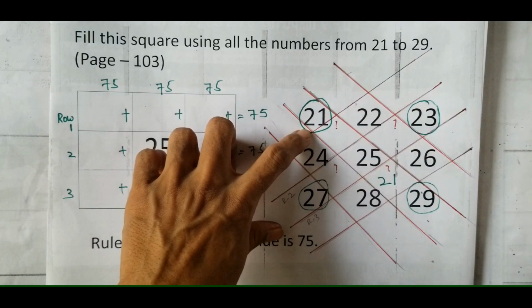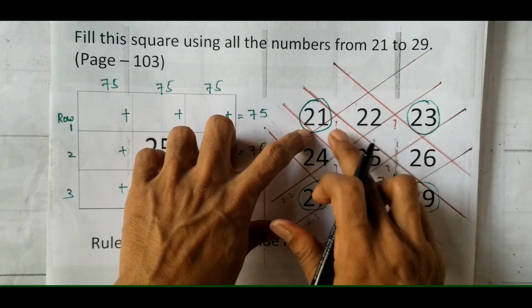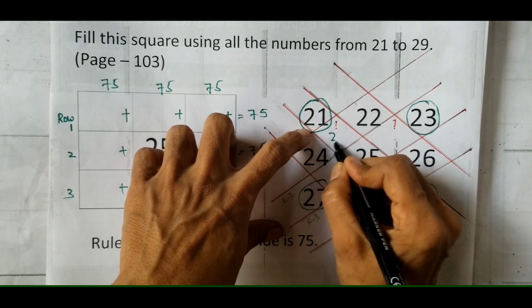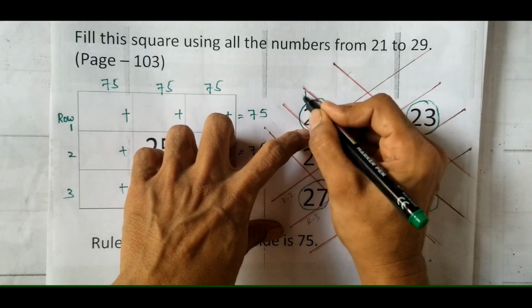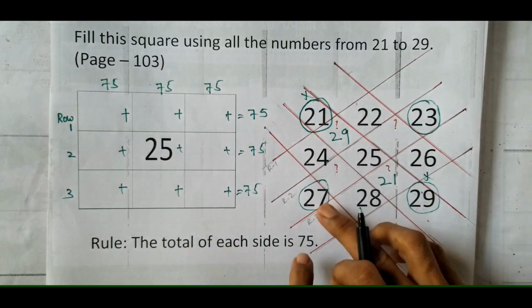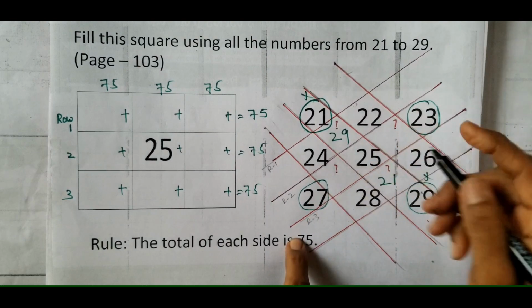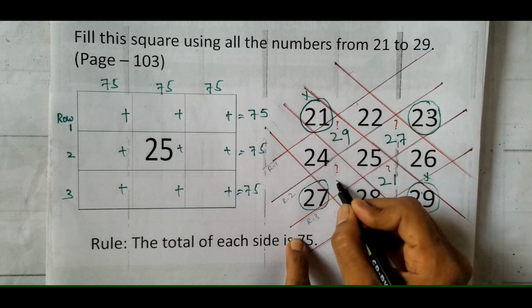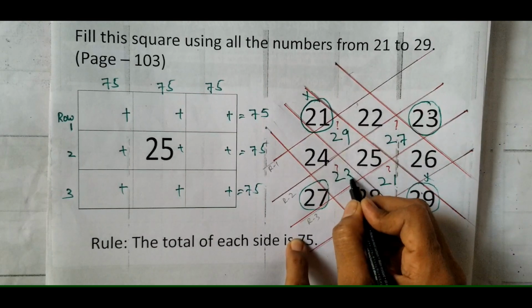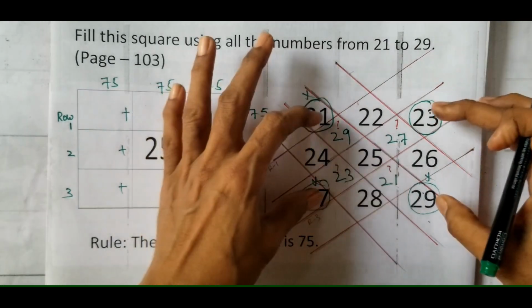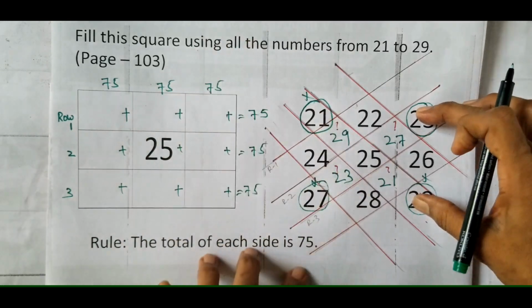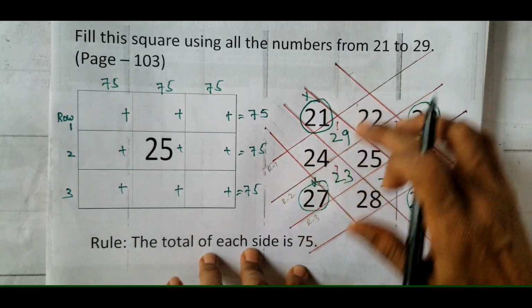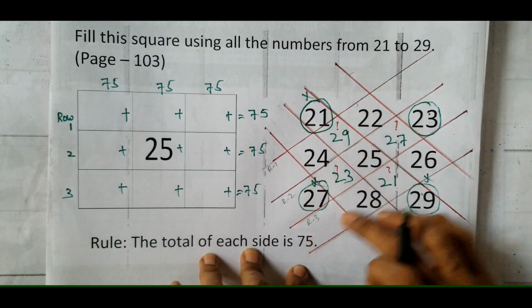And this 29 will go there. Same way, this 27 will come in this blank space, and this 23 will come in this blank space. Now all the 4 numbers have come. Now these are our rows. Row 1, row 2, row 3.